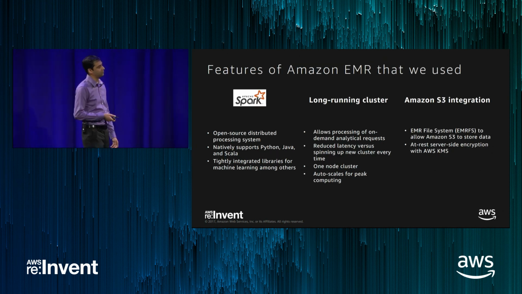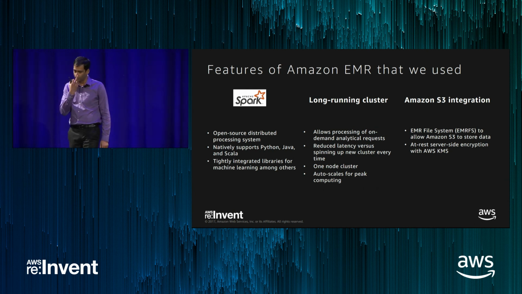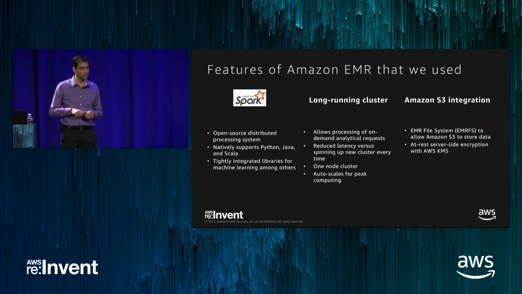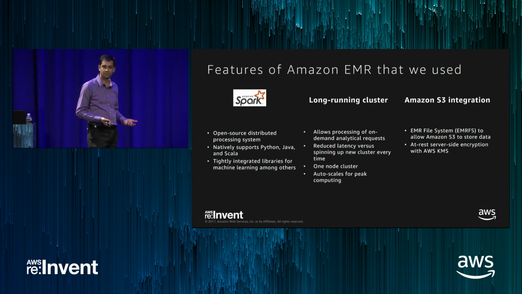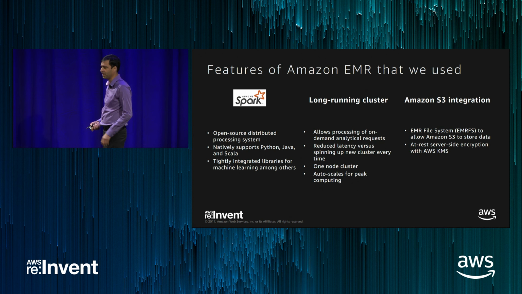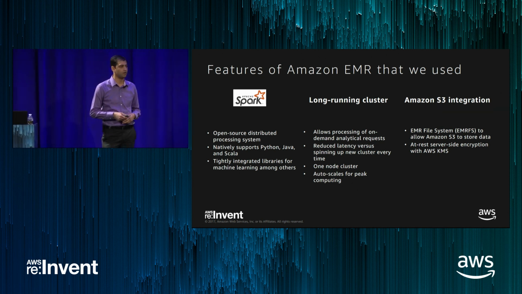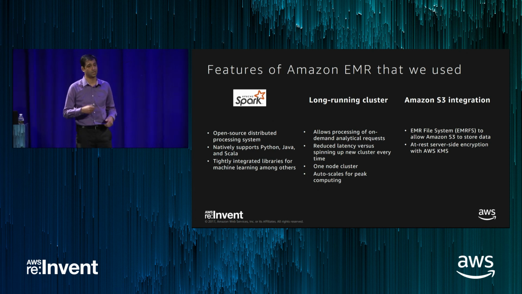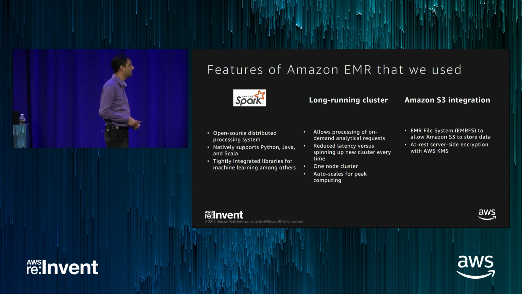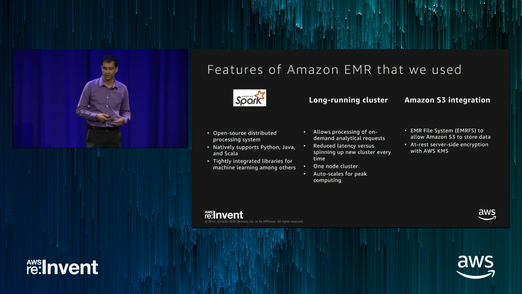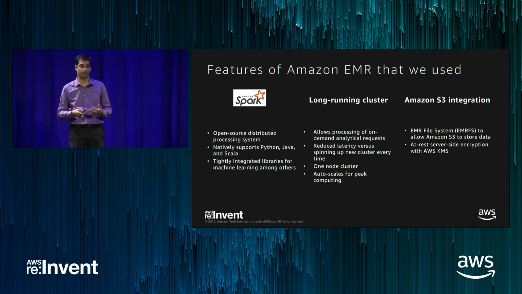Some of the key features of Amazon EMR that we used that helped us a lot, we chose Apache Spark as a distributed framework on EMR. There are a few features that made this a great choice for us. It is massively parallel, natively supports multiple languages, including Python, and it is tightly integrated with Spark ML libraries. There are other benefits of Apache Spark and Amazon EMR that other re:Invent sessions will do a great deep dive on.